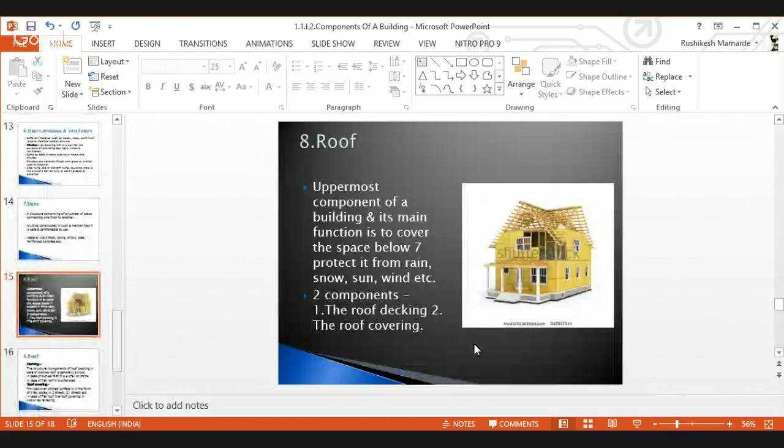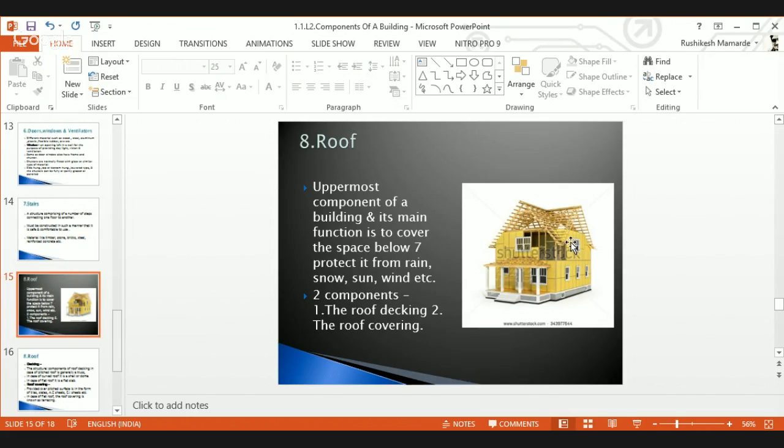Then the next is the roof. Here is the roof, the uppermost component of the building, and its main function is to cover the space below. So here you can see a building, a house basically, and here you can see decking. I'll tell you what it means. It is a covering basically, and its main function is to cover the space below, to protect it from rain, snow, sun, wind, etc.